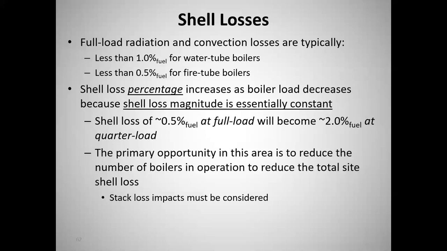So the last main bullet there, the primary opportunity in this area is to reduce the number of boilers in operation to reduce the total site shell loss. Stack loss impacts must be considered. As you change firing rates, you can change the stack loss, and that has to be considered in this. We'll get to stack losses shortly.